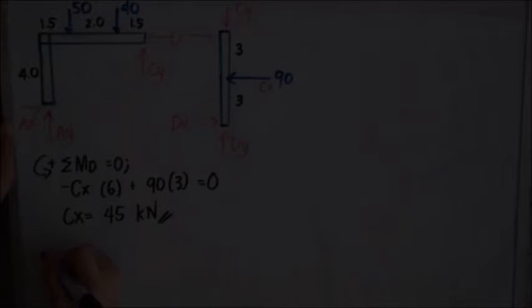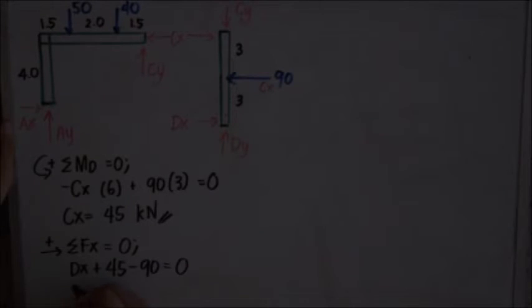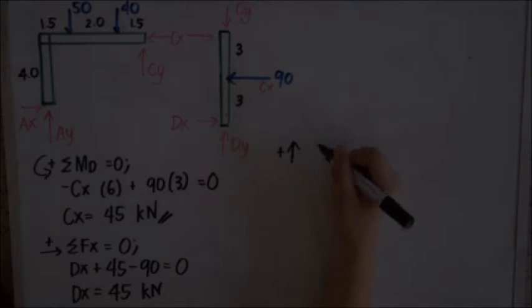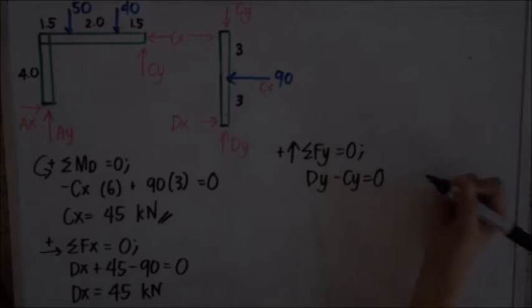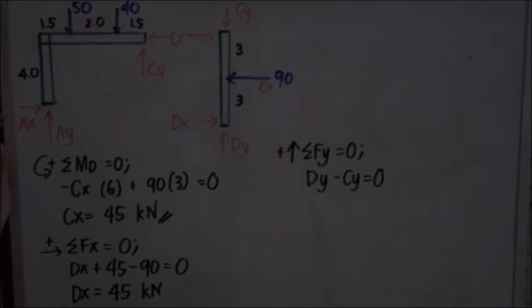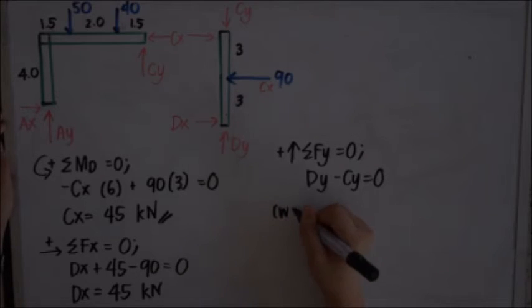Para makuha yung dx, mag-summation horizontal lang tayo. So, summation f of x is equals to 0. dx plus 45 minus 90 is equals to 0. So, ang dx natin will be 45 kilonewtons. At kapag nag-summation fy tayo, dy minus cy will be 0. So, this will be equation number 1.